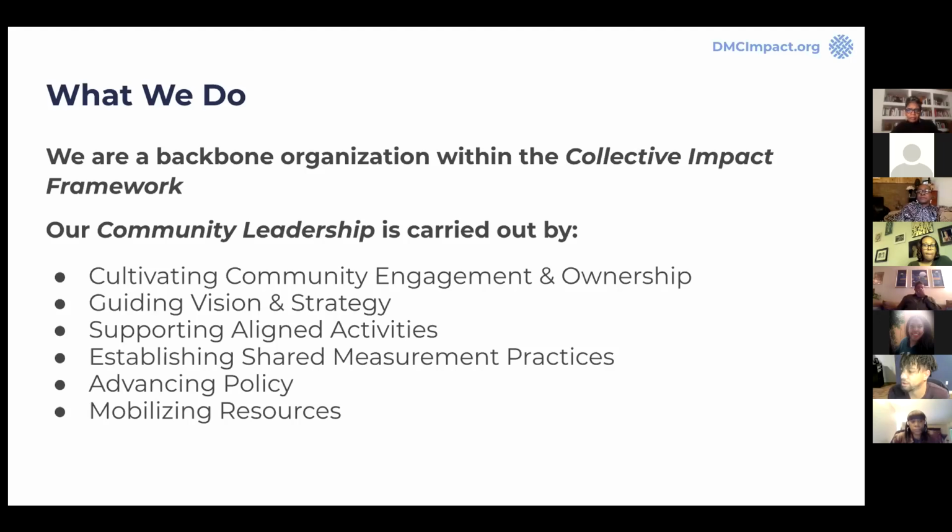And so, what we do is a modified version of collective impact, and I'll get to why it's modified in just a second here. But our 6 main goals, our 6 things that we do as an organization in our community leadership, are cultivating the community engagement and ownership of that, guiding the vision and strategy, supporting aligned activities of all of our network partners, establishing shared measurement practices, so knowing how we can say that we've succeeded through data, advancing policy once we recognize what those issues are, and then mobilizing resources to make sure that every one of our network partners can get together and make sure that happens, because obviously resources are required to make the work happen.